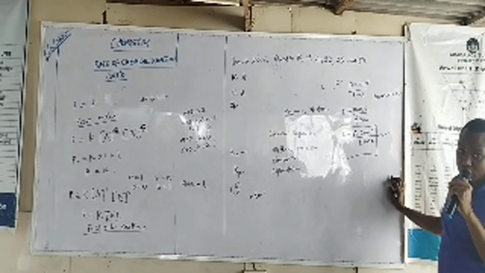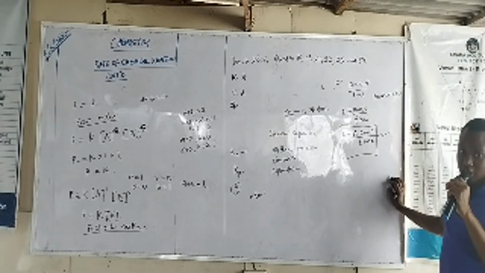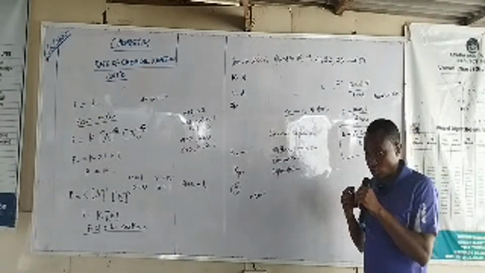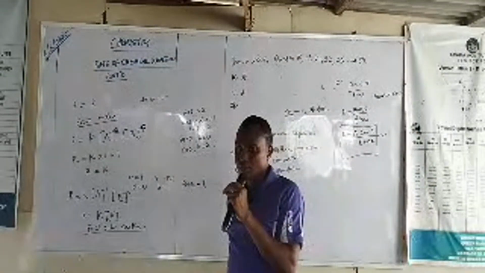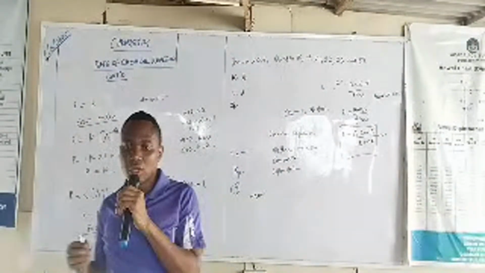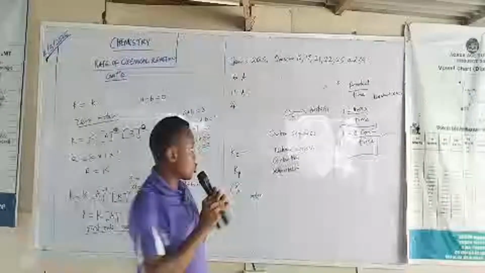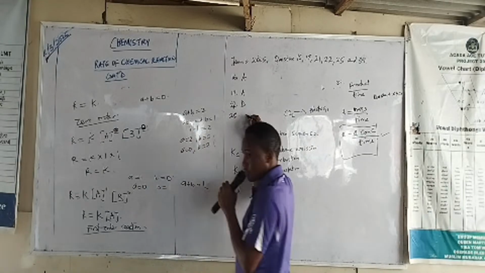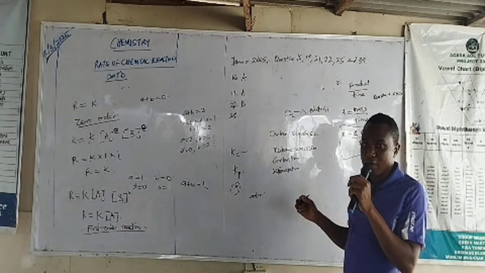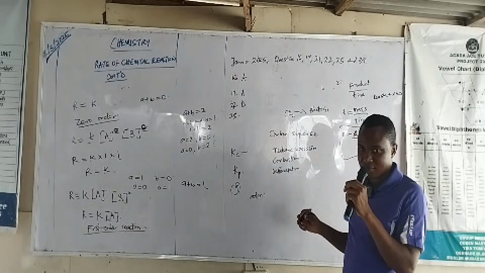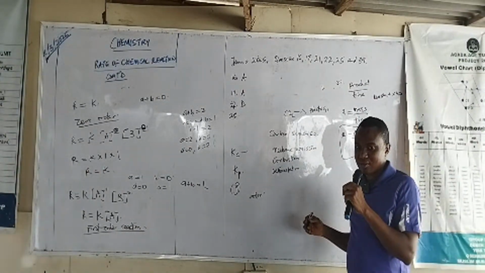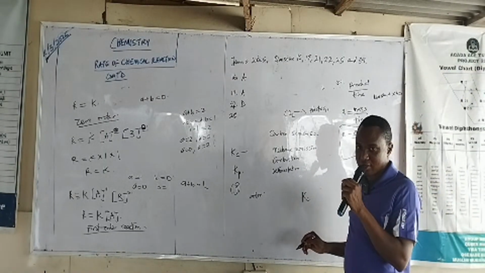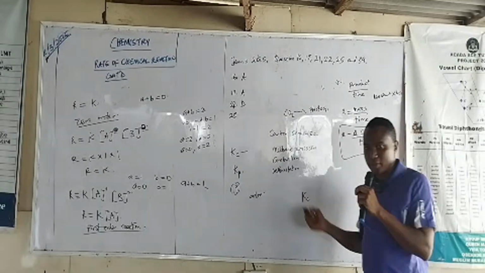Remember our definition of rate of chemical reaction: the rate at which something is used up. Let's move on. Okay, 25. The value of an equilibrium constant, subscript K, substitute that is KC. Okay, skip it.